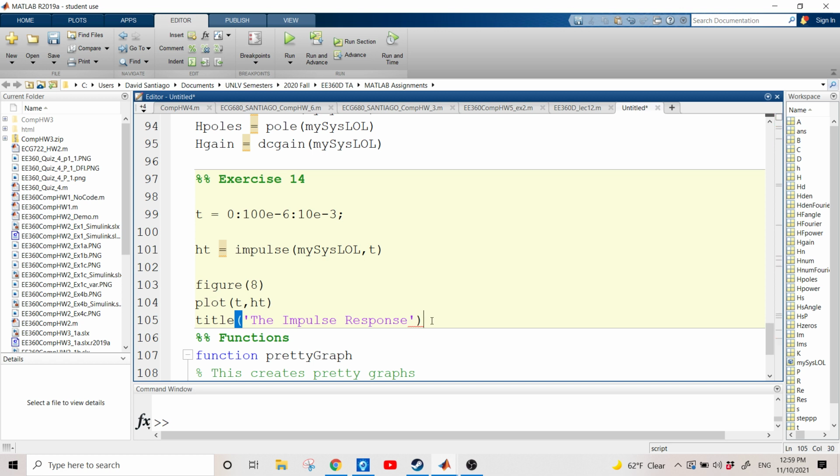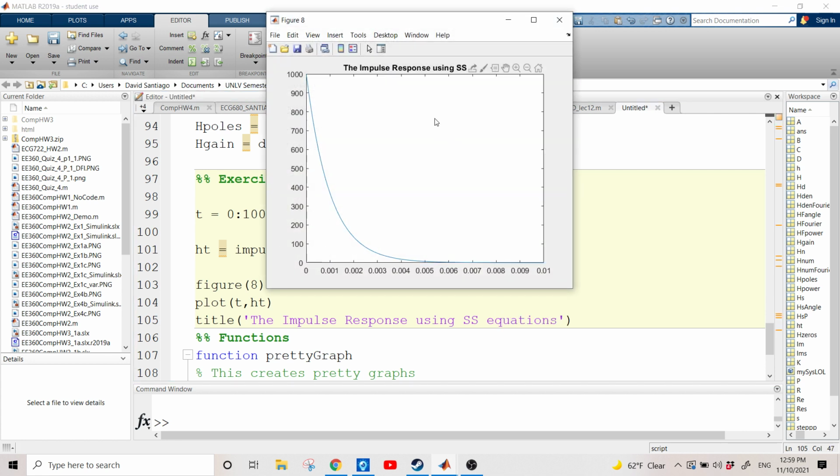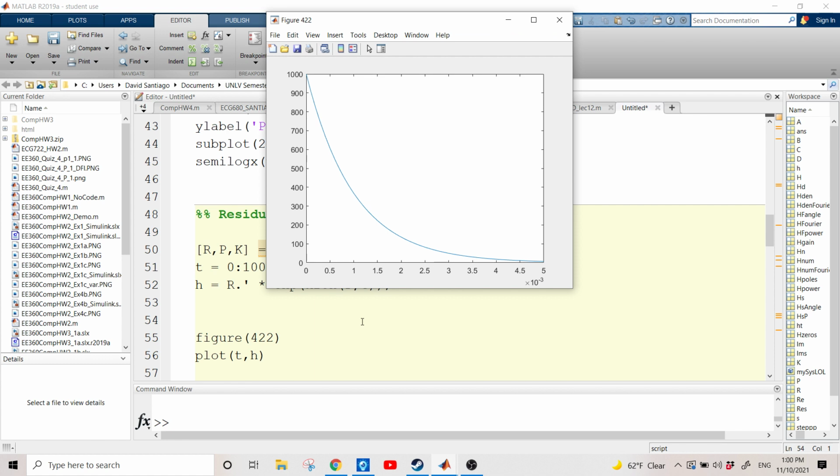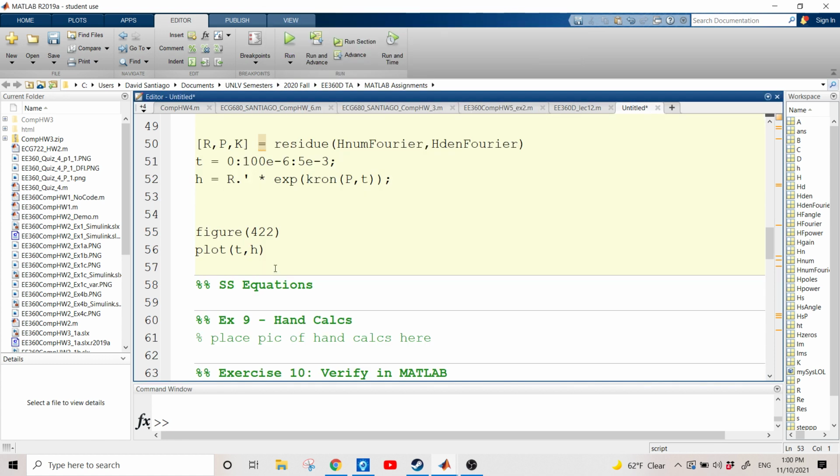Impulse response using SS equations. See? Oh, what's that 1,000? Wait, have you seen that from before? Oh, you see? Okay, let me just title this: Impulse response, part 1, something like that.